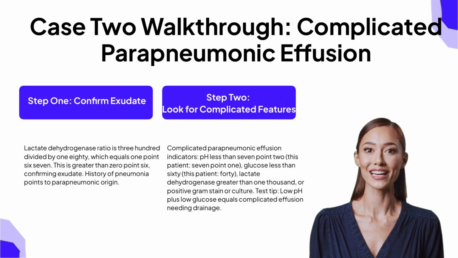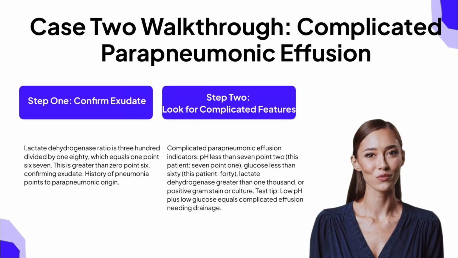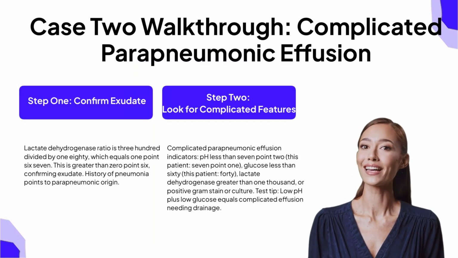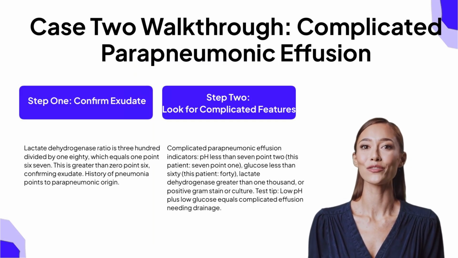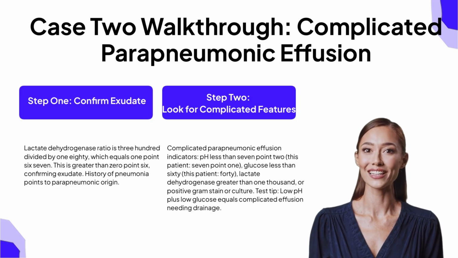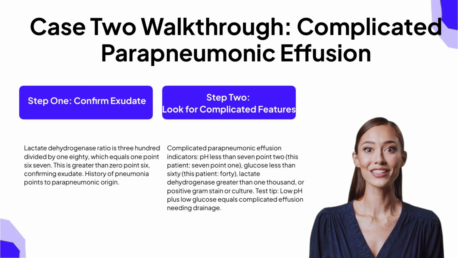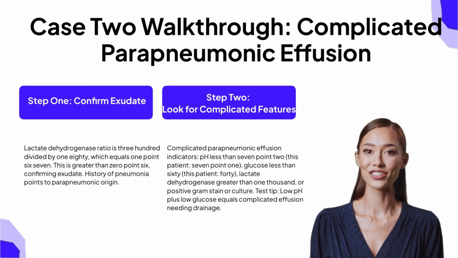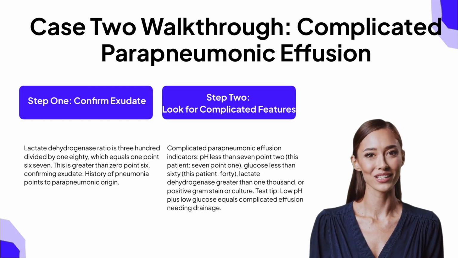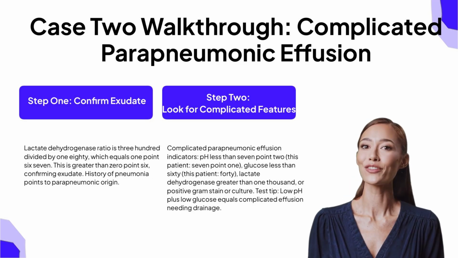Let's work through this case systematically. Step 1. Confirm this is an exudate. The LDH ratio of 300 divided by 180 equals 1.67, which is clearly greater than 0.6, confirming exudate. The history of pneumonia points to parapneumonic origin. Step 2. Look for complicated features. This is the critical step.